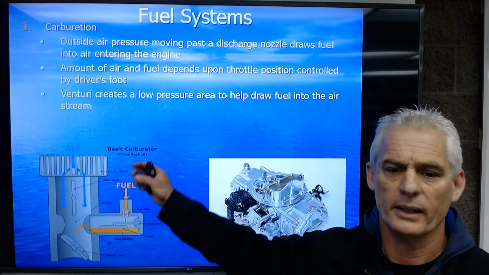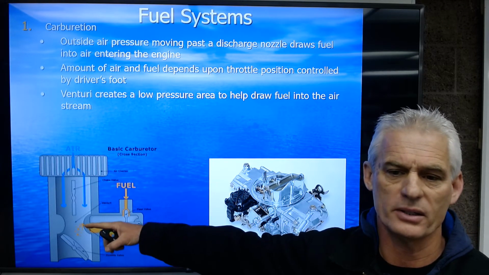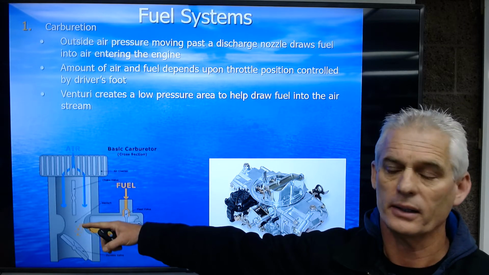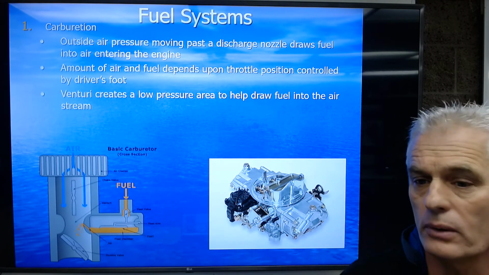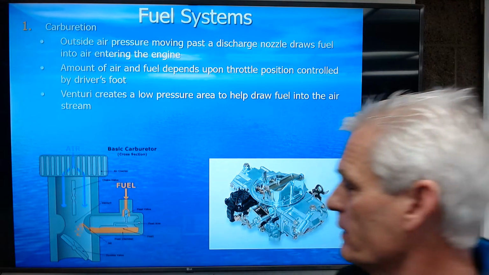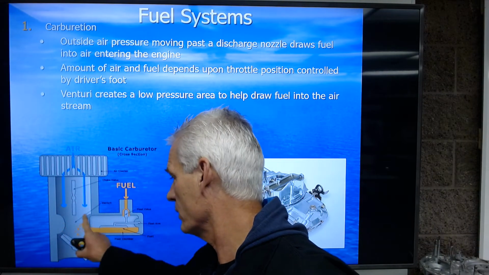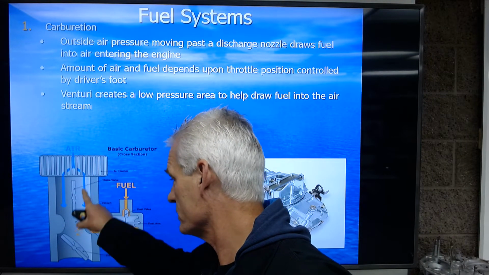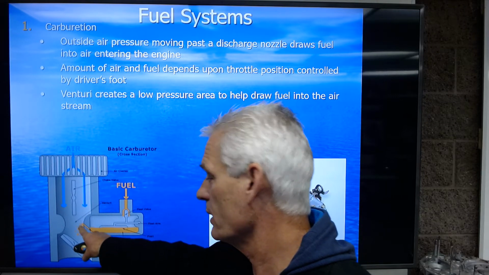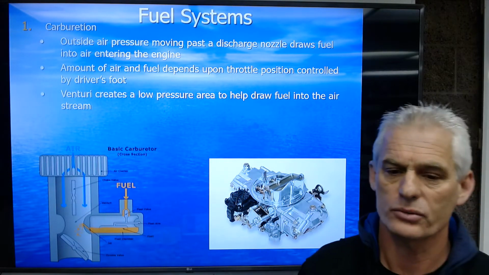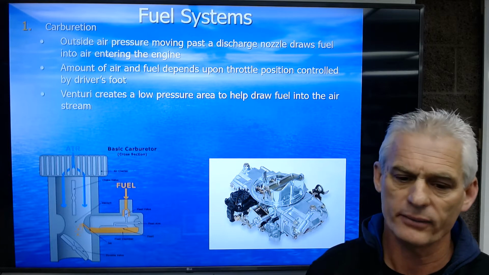It has what's called a venturi, which is a restriction in there that creates a low pressure to draw fuel uphill against gravity into the airstream. So this little narrowed area is what we call a venturi. The air goes through and speeds up, creates a low pressure, and draws fuel uphill against gravity into the airstream.